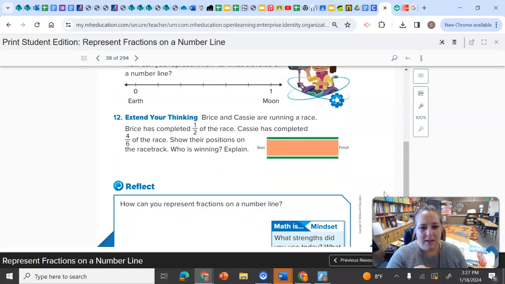Extend your thinking. Bryce and Cassie are running a race. Bryce has completed half of the race. Cassie has completed 4/6 of the race. Show their positions on the racetrack. Who is winning? Explain. And we have a special guest.